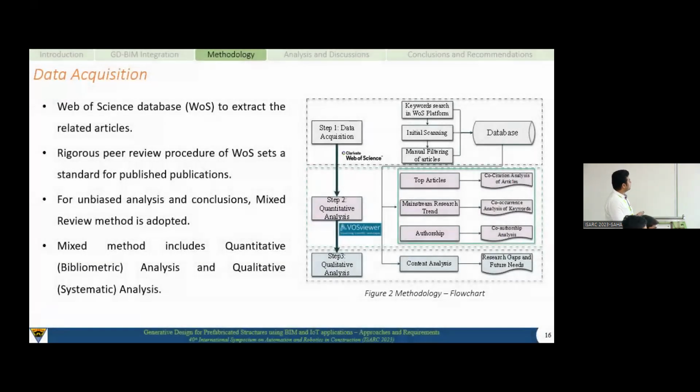Regarding the methodology, we acquired the articles from the Web of Science database because of its rigorous peer review process. For unbiased analysis and conclusions, we used a mixed review method, that is quantitative bibliometric analysis and qualitative analysis. So here are the research steps.